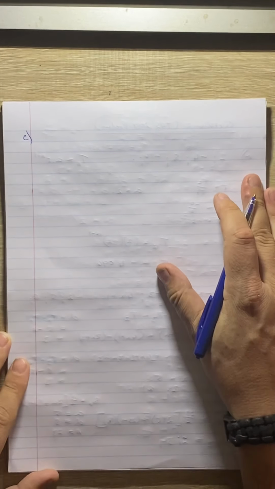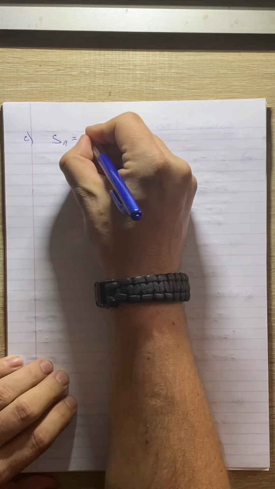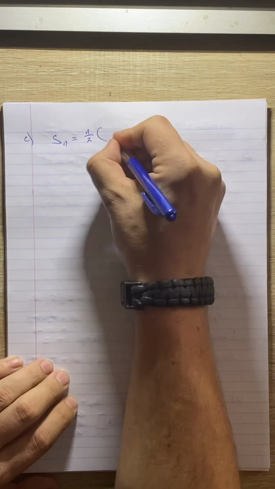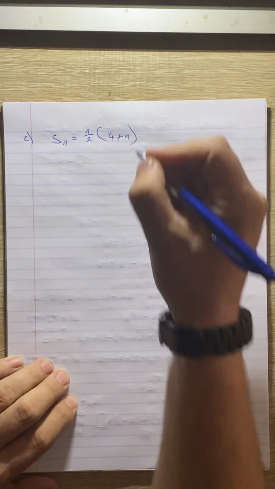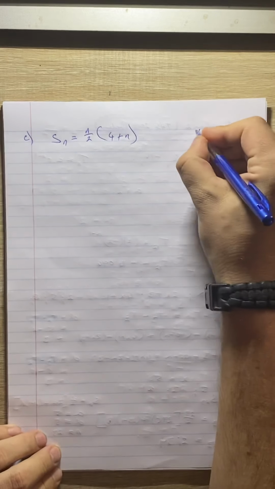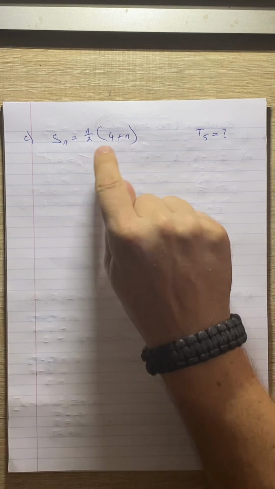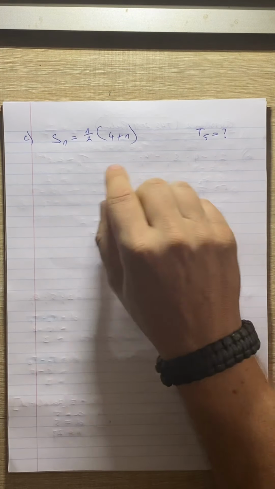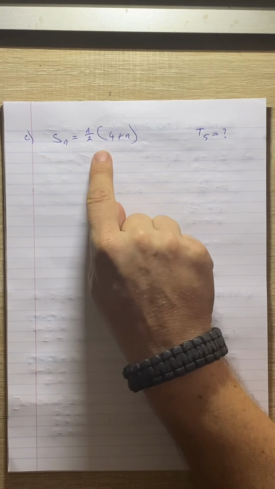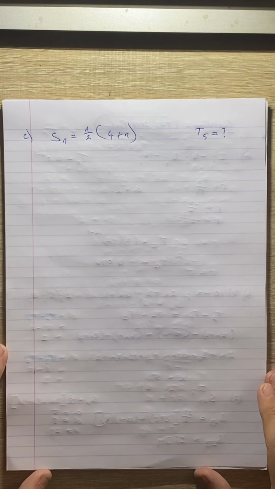Okay, question C is saying the sum of n terms is given by this formula here. Sn is equal to n over 2, 4 plus n. Okay. Determine the value of T5. So T5 is equal to something. So they have given us a sum formula, and they've said for the sequence, it can be modeled with this over here.